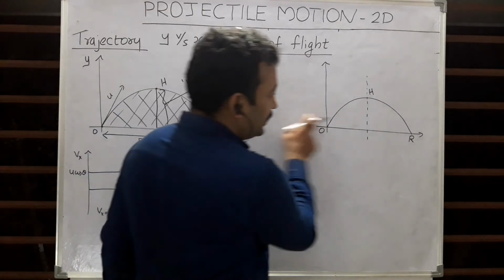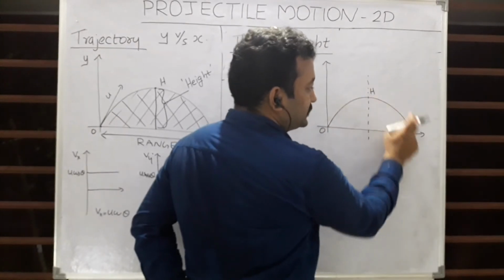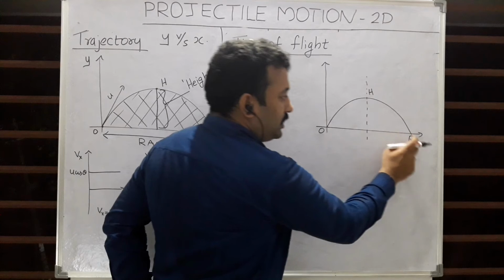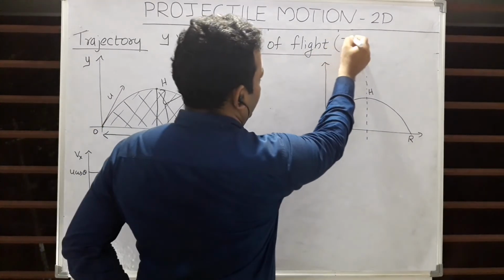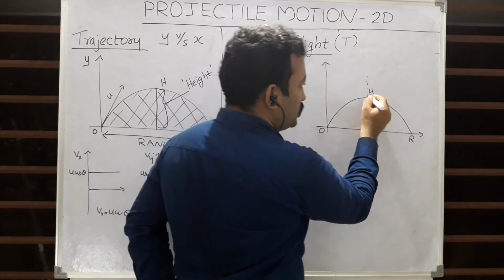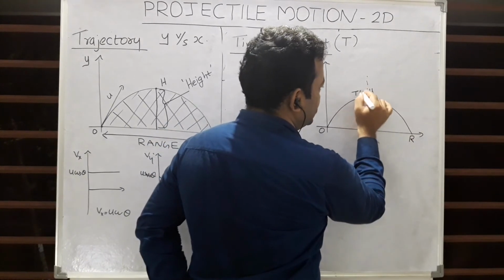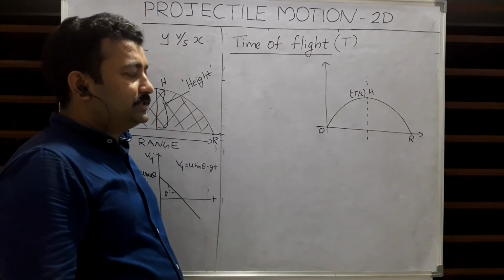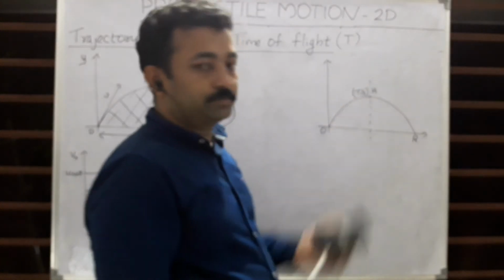As there is no air resistance, we know that the time taken for the first half will be the same as the time taken for the second half. So if the total time taken, called the time of flight, is t, the time taken by the projectile to reach from O to H will be half of t, that is t by 2. So in t by 2, the projectile starts from O and reaches H.